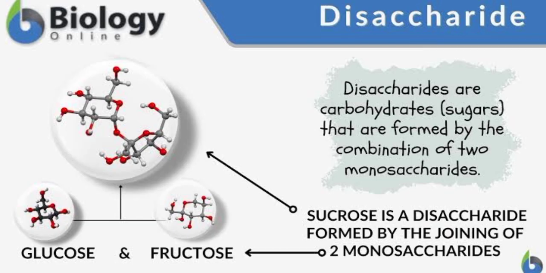Disaccharides are carbohydrate sugars that are formed by the combination of 2 monosaccharides. As we can see here, sucrose is formed by the joining of 2 monosaccharides, glucose and fructose. As we find this in the food we consume, it breaks down into 2 simple sugars, monosaccharides, for absorption in the small intestine.